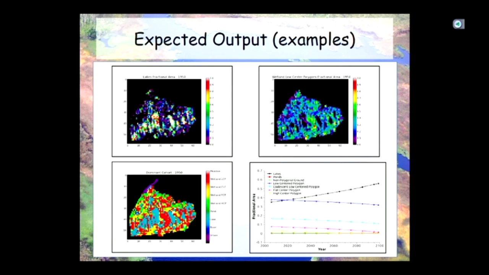So here's some expected outputs. This is a test area of the Barrow Peninsula. Here's Barrow itself and the spit jutting out. Just to give you an idea, it's about 2,000 square kilometers. And so here's the fractional area of lakes in 1950. Lighter areas are higher percentage and darker are lower.